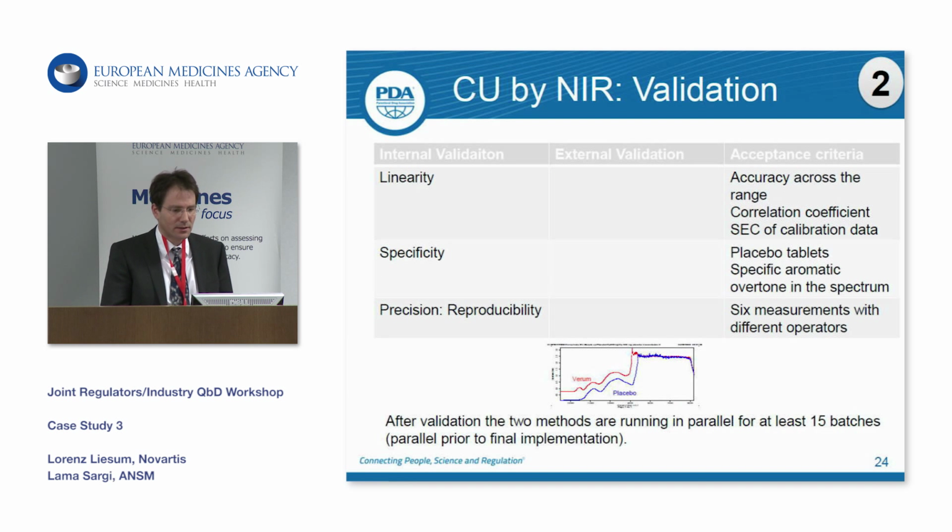Other points to be considered as part of validation are linearity, specificity, and precision. Linearity is normally covered by the accuracy across the range, also by the distribution of the residuals. Specificity: here we compared the placebo tablets to the verum tablets and could show that we had a specific peak for the API, which is a luxury for NIR. And for reproducibility, what was investigated more closely was the influence of operators doing the measurements. After the validation, we decided to run the methods in parallel for at least 15 batches prior to the final implementation as part of our release procedures.